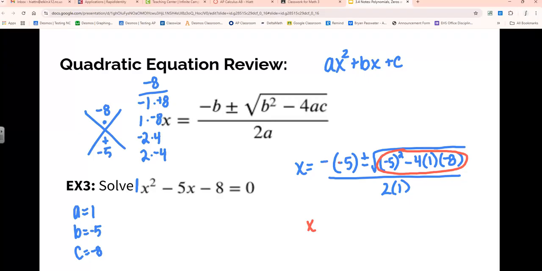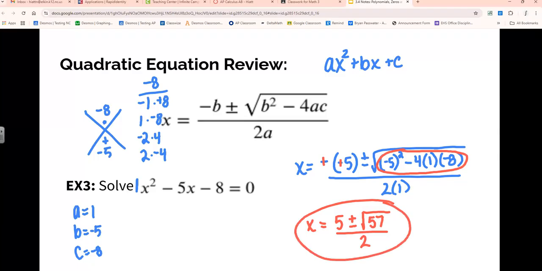What happens when I've got a negative 5? That's really a positive right there, isn't it? So I've got x equals positive 5 plus or minus the square root of 57, all over 2. And these are our two answers, right? It doesn't look like two answers, but it is, because one has a plus and one has a minus. Now, you can get a decimal if you need it for something, but a lot of times these are going to be given with your answers looking like this.